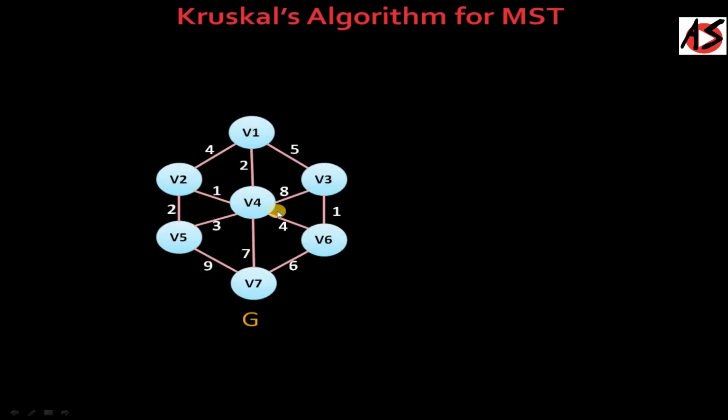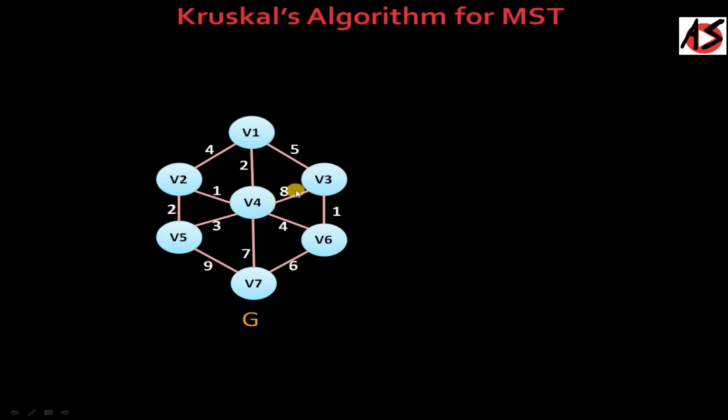So here we will take the graph G in which we have vertices V1, V2, V3, V4, V5, V6 and V7. So we have 7 vertices. In MST we will get n minus 1 edges, in such a way that the total length of the edges will be minimum. Here you have a lot of cycles, so you can build many spanning trees. But using Kruskal's algorithm, you will find the minimum spanning tree.